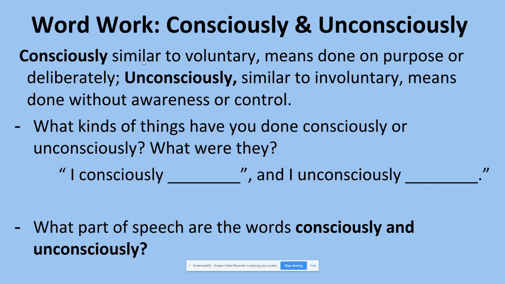Consciously is very similar to the word voluntary. It means something that was done on purpose or deliberately. You thought about it, you meant to do it. Unconsciously is very similar to involuntary. It means done without awareness or control. This is something that you were not thinking about, you just did. You did it unconsciously. So think, what kinds of things have you done consciously or unconsciously?